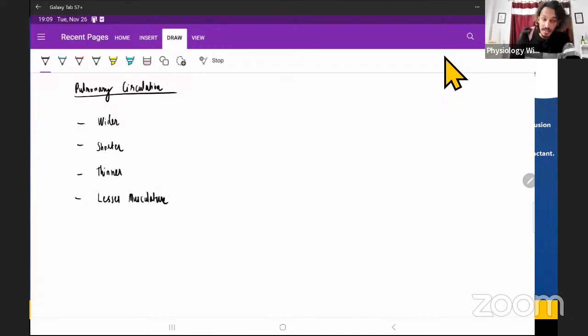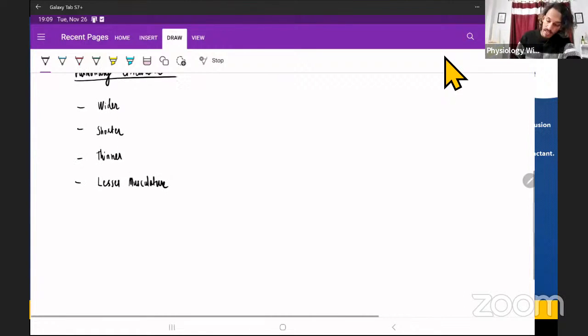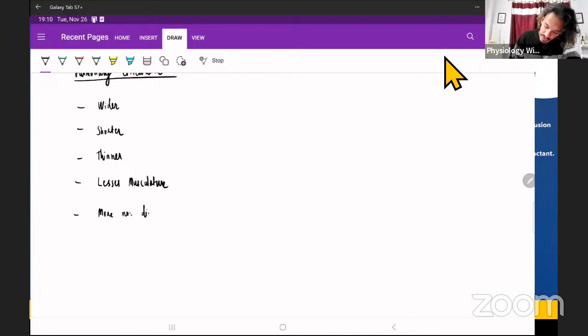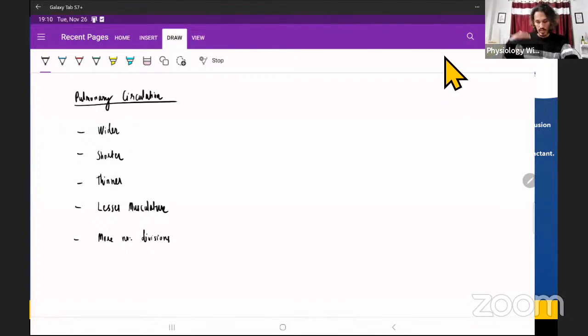The smooth muscles are lesser in number. They have more number of divisions compared to your systemic circulation. Okay, so as a result of all of this, what is going to happen?